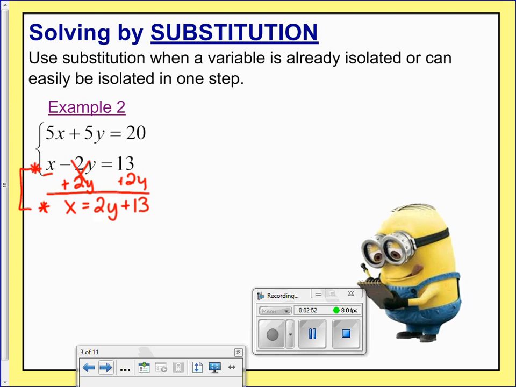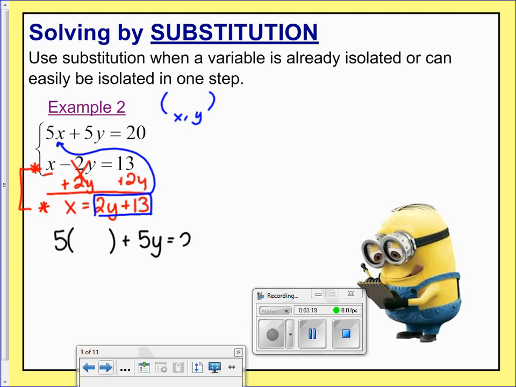All right, so again, our goal. Let's find a point of intersection. With this isolated variable x, I'm going to box what it is equal to, the expression. Then I'm going to substitute in for x. So let's go to that first equation, and we're going to substitute in for x. So let's rewrite that equation. 5, instead of x, I'm putting a parentheses, plus 5y equals 20. In that parentheses, I'm going to put what I boxed, the expression 2y plus 13.